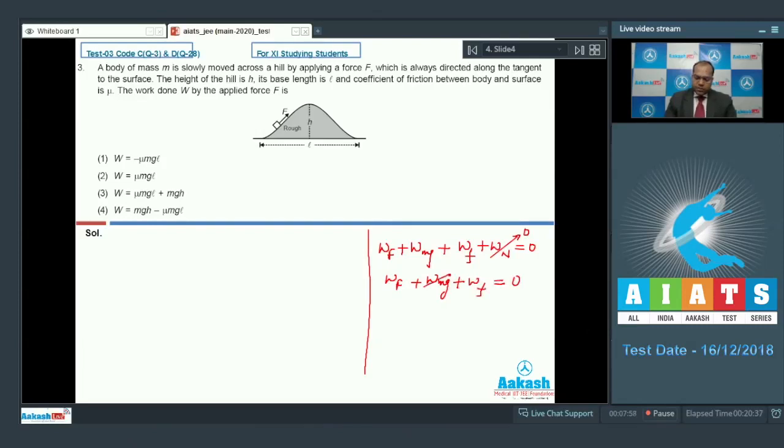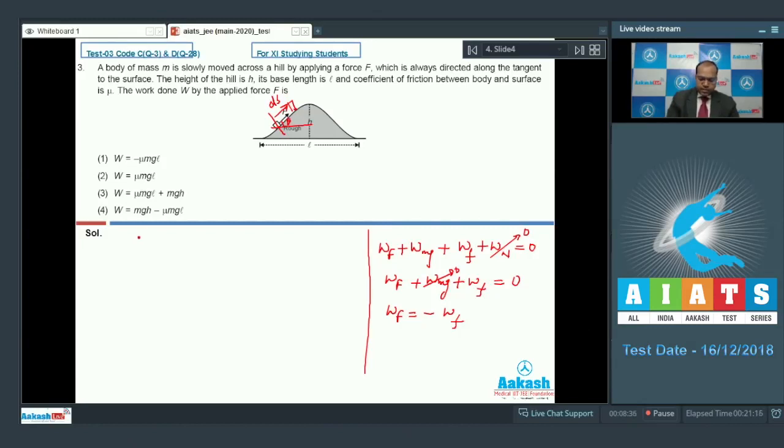Now the work done by gravity is also 0, because as the block moves up the hill and down the hill, the work done by the conservative force is 0. So I can say that work done by applied force is equal to negative of work done by frictional force. Now I have to calculate what is the work done by frictional force. So let this block move from this position to this position by a distance ds, and the angle made with the horizontal is let theta.